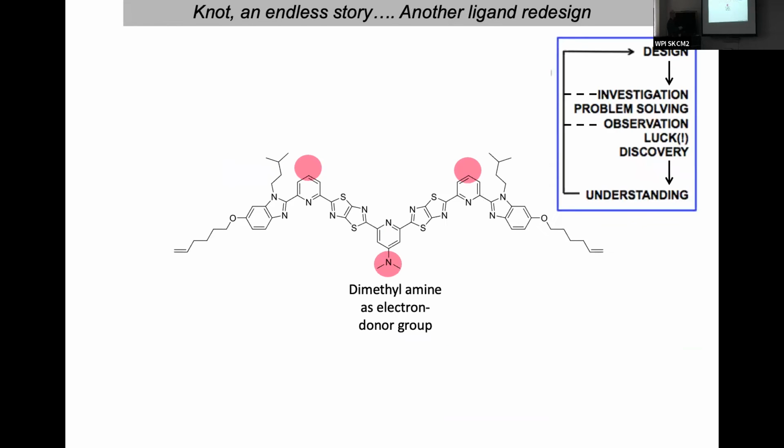But this is where this process of problem solving came in. When we made that longer ligand, we still couldn't form 3x3 grids. So we started to vary the coordination properties of these different groups, increasing the electron density of this difficult middle group to try and force it to form complexes.